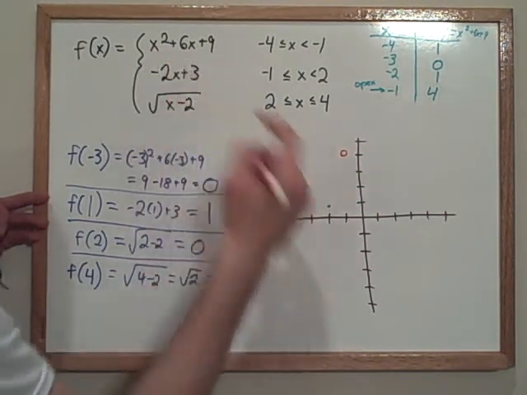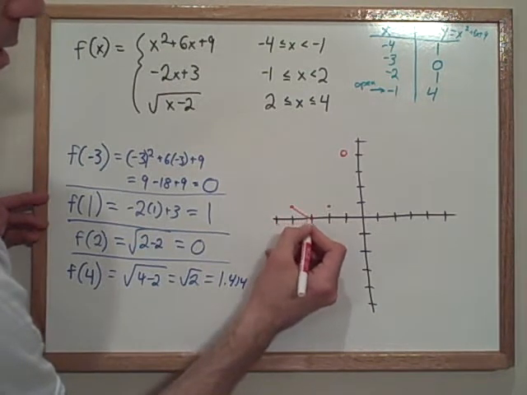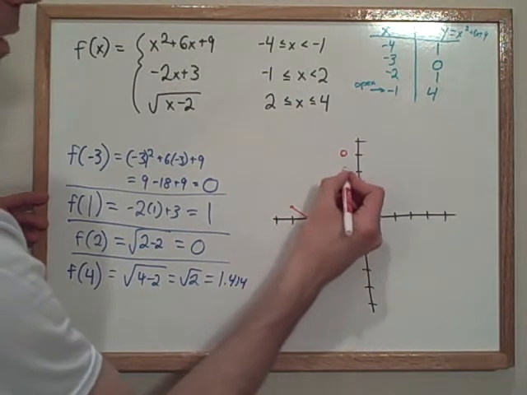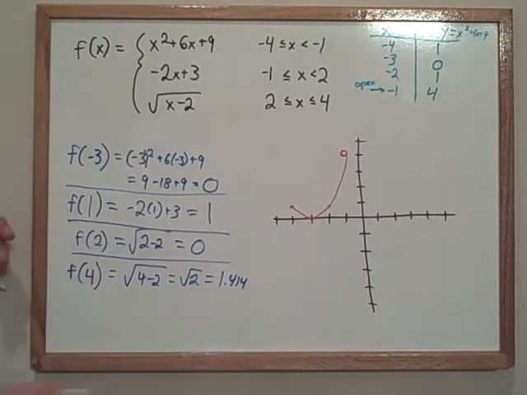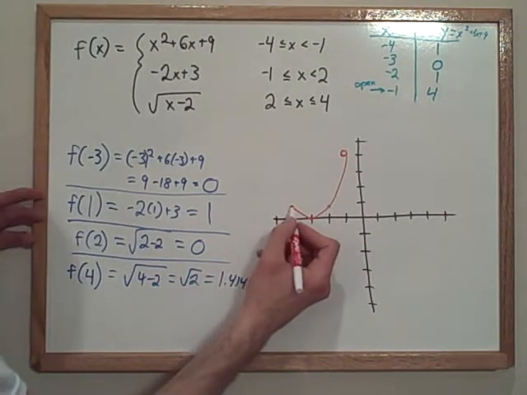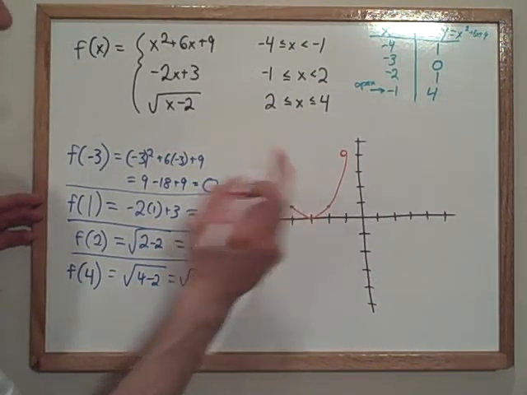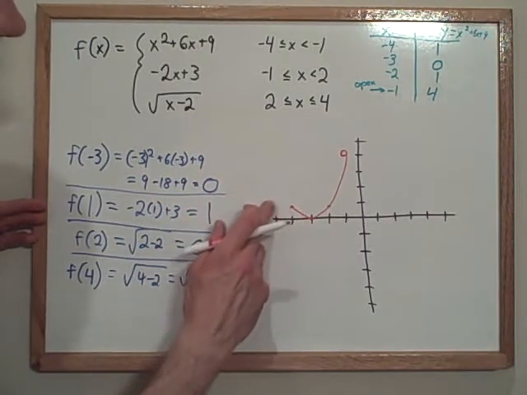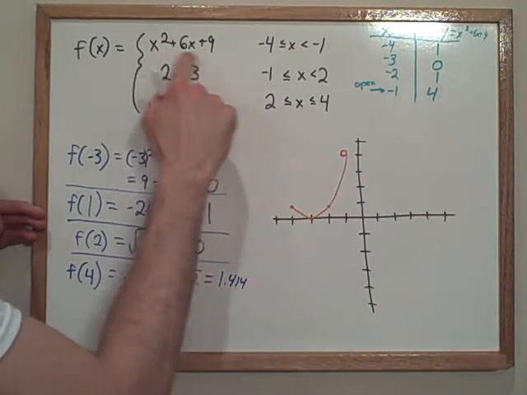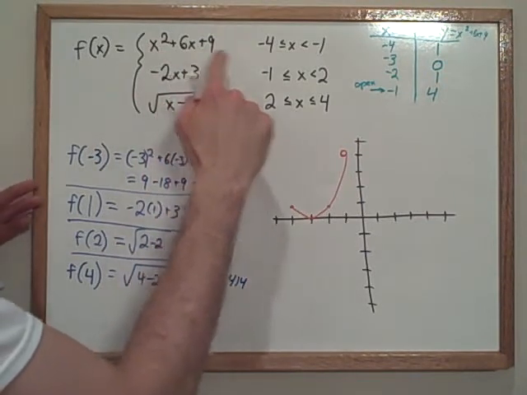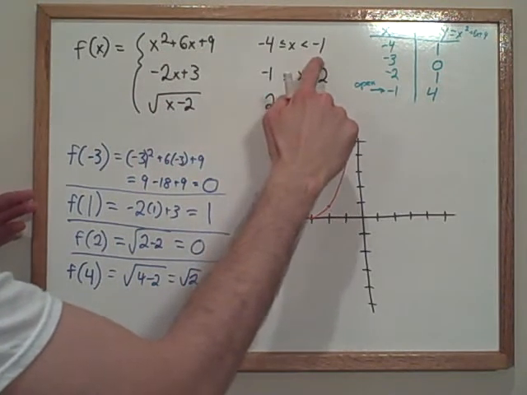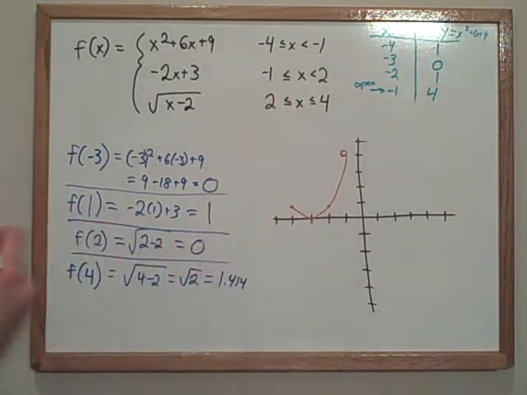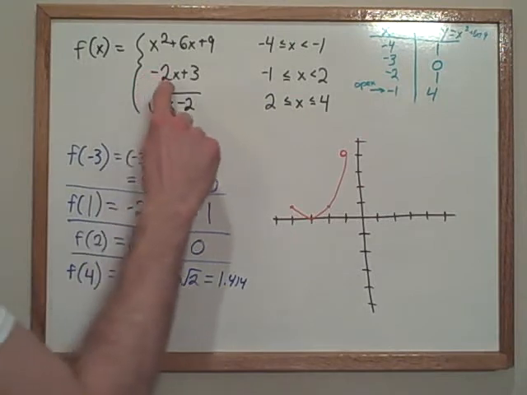This portion of my piecewise function is a piece of a parabola like that. You might be tempted to continue your parabola up here. There, do not do it. It's not correct. And the reason it's not correct is because this piece of the piecewise function only exists between -4 and -1, but not including -1. Okay? We will now graph the second piece.